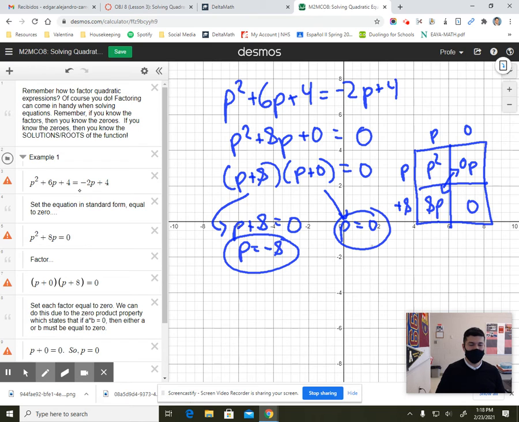So I've got two solutions, p equals negative 8 and p equals 0. All right, these are the two solutions of this quadratic. I didn't even have to use the quadratic formula. And the cool thing is I used a method that I already knew how to use, which was factoring. All right, and remember that if I know the factors, I know the zeros. These zeros turn out to be the solutions of the quadratic equation. Pretty cool. Let's take a look at another one.